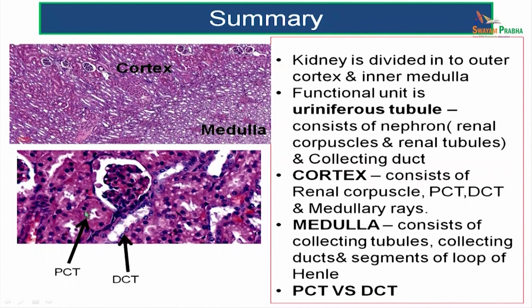PCT has a brush border, so the lumen is not well defined. Here there is no brush border and hence the lumen is very well defined. There are fewer nuclei in the PCT because of its large cells, and more nuclei in the DCT because you have smaller cells. So, this is PCT as compared to DCT, and this one is the renal corpuscle as seen in the cortex with its outer Bowman's capsule and inner glomerulus, which is nothing but a tuft of capillaries.